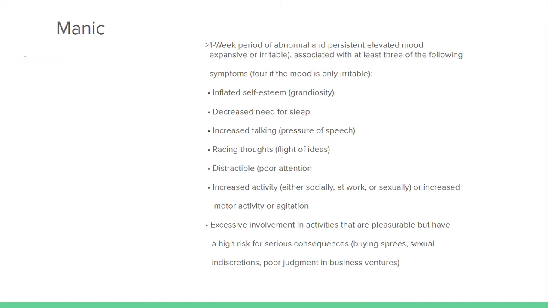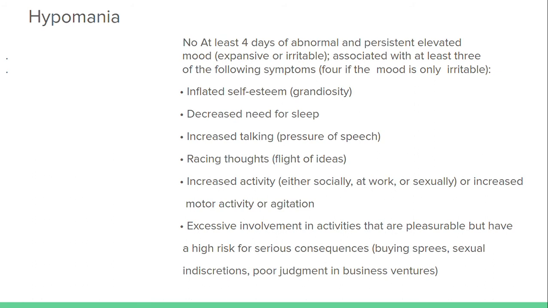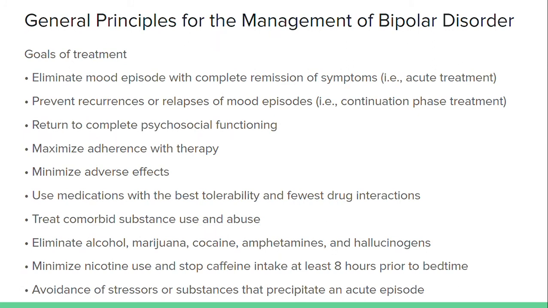For mania, there is a greater than 1 week period of abnormal and persistent elevated mood in patients. And for hypomania, it is at least 4 days of abnormal and persistent elevated mood. So you see the difference in these three, and this is the difference that can bring a differential diagnosis, leading to rational therapy.